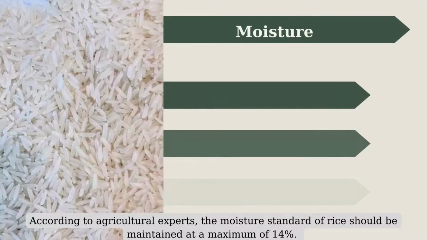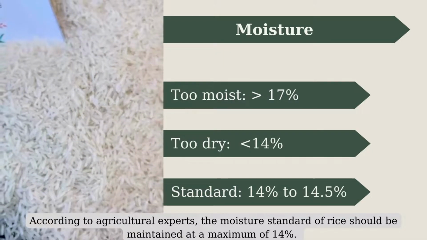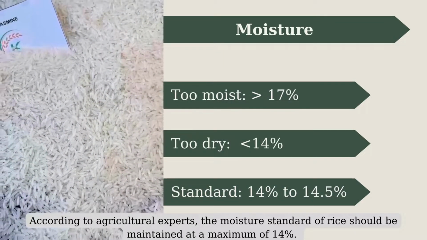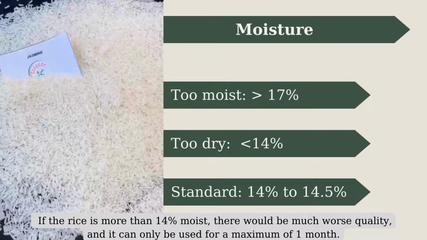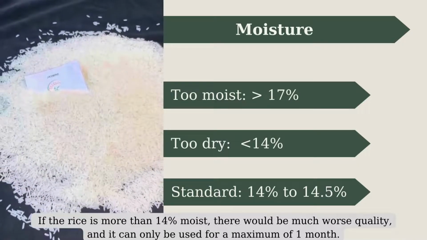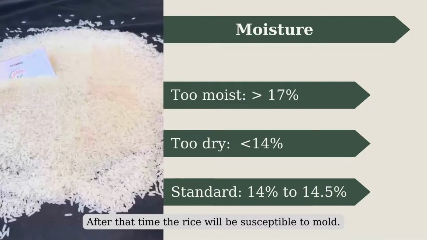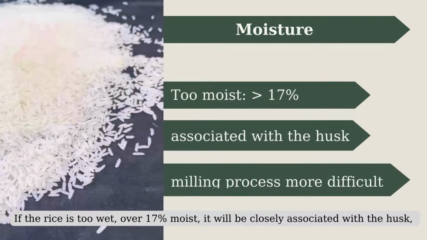Moisture. According to agricultural experts, the moisture standard of rice should be maintained at a maximum of 14%. If the rice is more than 14% moist, there would be much worse quality and it can only be used for a maximum of 1 month. After that time, the rice will be susceptible to mold.